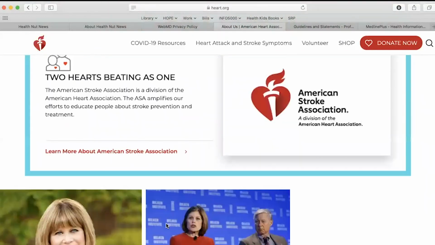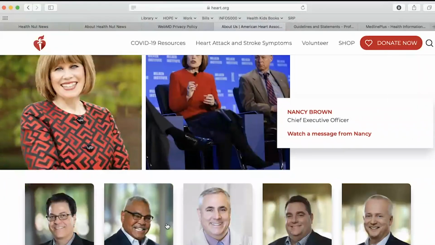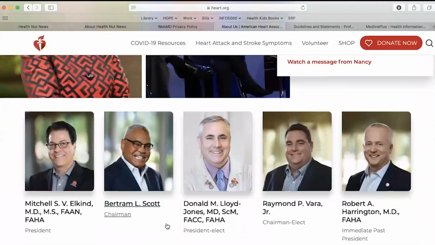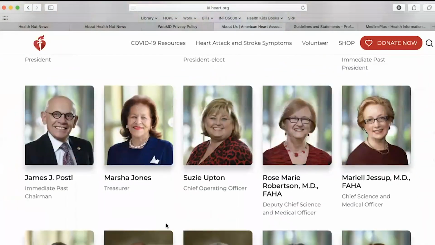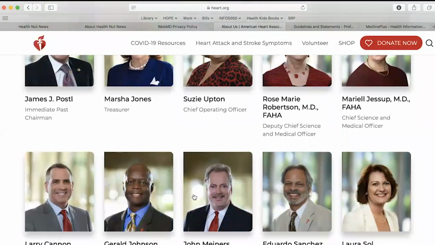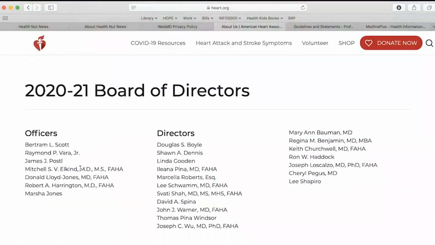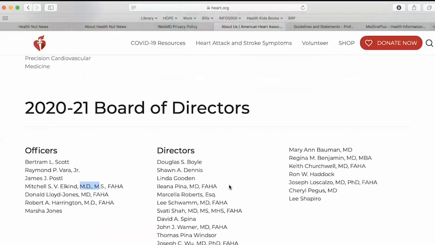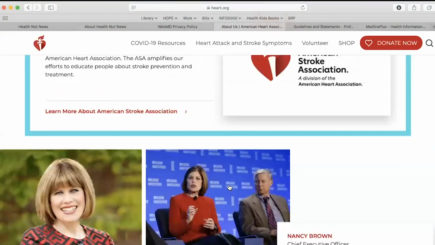And what I'm going to point out here is that they clearly illustrate and tell you who is managing this organization and this website. You can see that many of the people on their staff and later on their board are medically trained health professionals, some with several degrees. So you can be even more confident in the resources they're providing.